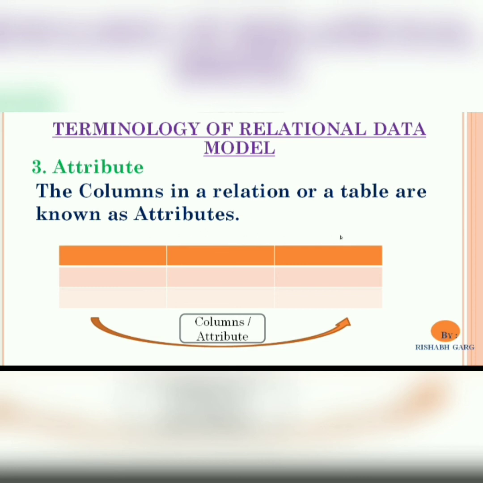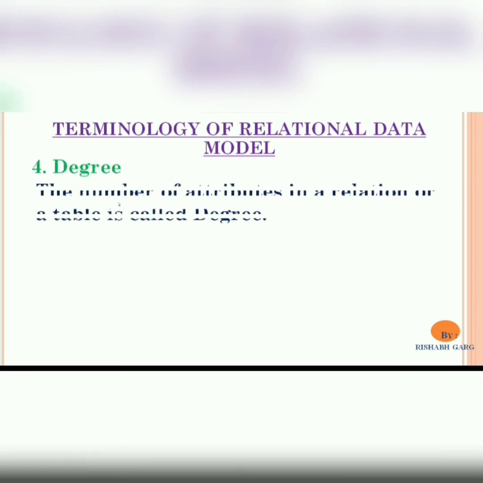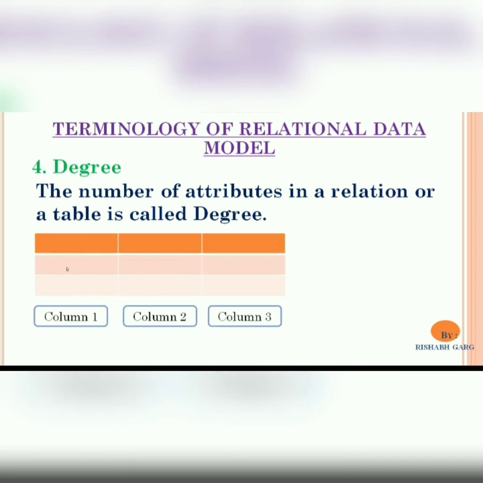Number 4 terminology is degree. The number of attributes in a relation or a table is called degree. Let's take an example to understand this. Suppose we have a table in which we have 3 columns. So the degree of this relation is 3. If we have 4 columns, then the degree of this relation will be 4. Or if we have 2 columns, then the degree of this relation will be 2.